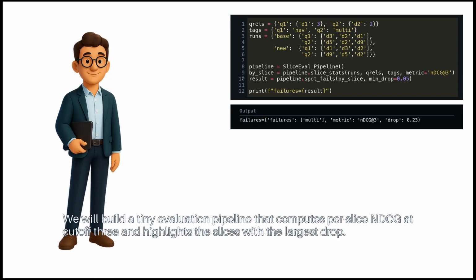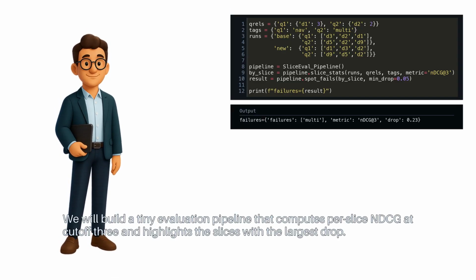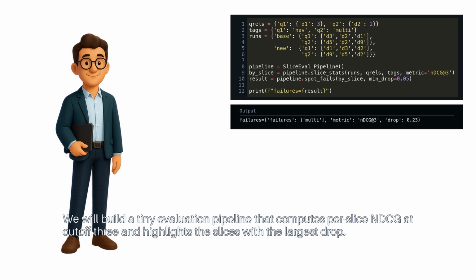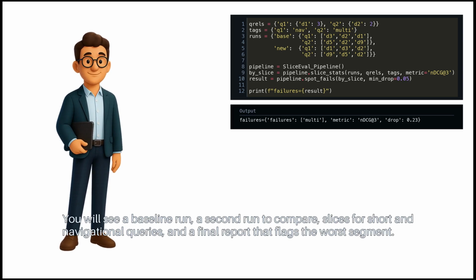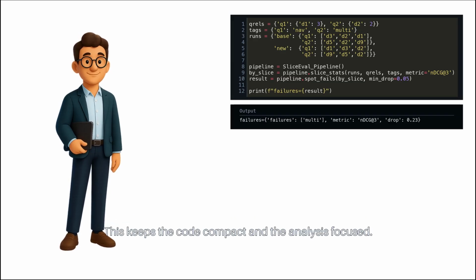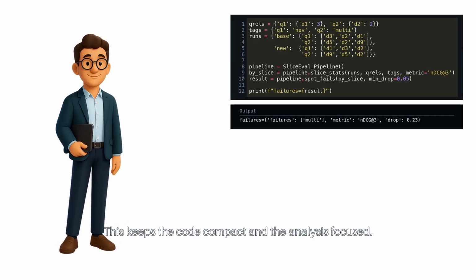We will build a tiny evaluation pipeline that computes per slice NDCG at cutoff 3 and highlights the slices with the largest drop. You will see a baseline run, a second run to compare, slices for short and navigational queries, and a final report that flags the worst segment. This keeps the code compact and the analysis focused.